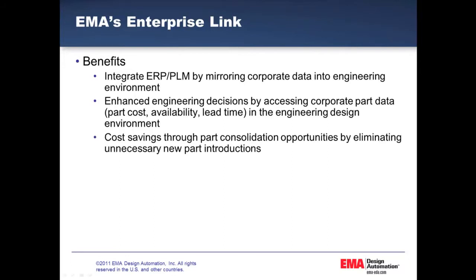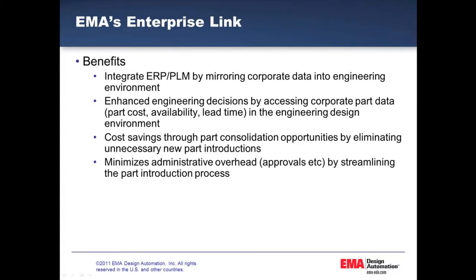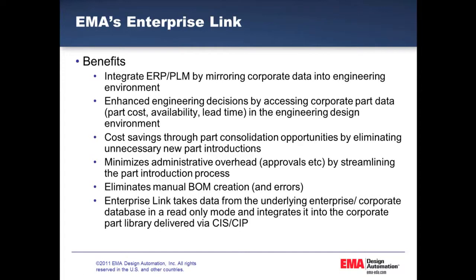Cost savings through part consolidation opportunities by eliminating unnecessary new part introductions, and minimizing administrative overhead like approvals by streamlining the part introduction process. We can also eliminate manual BOM creation and errors. And finally, Enterprise Link takes data from the underlying enterprise database in a read-only mode and integrates it into the corporate part library delivered via the CIS and CIP solution.